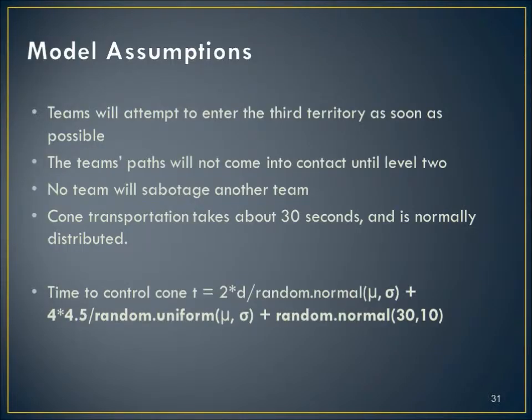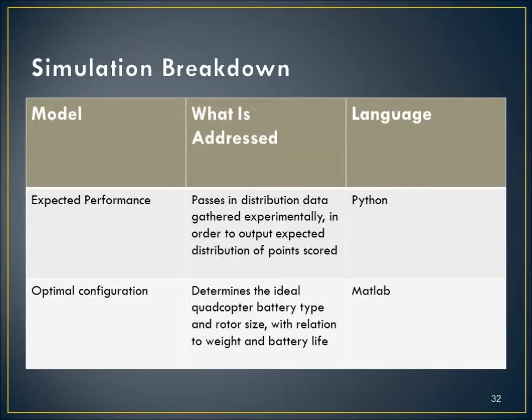We're also assuming that teams will attempt to enter the third territory as soon as possible and that teams' paths will not come in contact until level 2. Also, no team will sabotage any other team, and we're assuming that cone transportation is normally distributed and takes about 30 seconds. So here's a breakdown of our simulation.